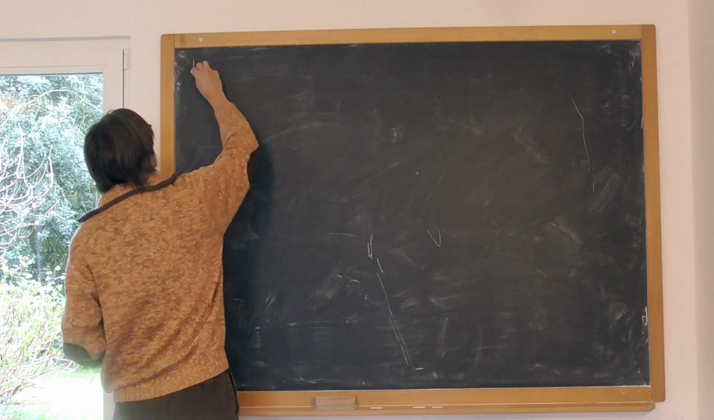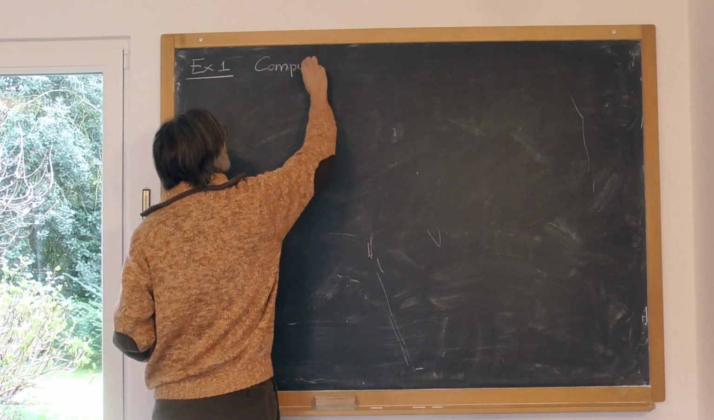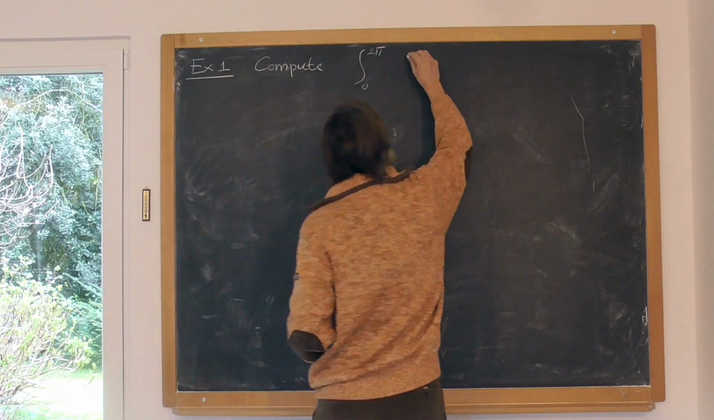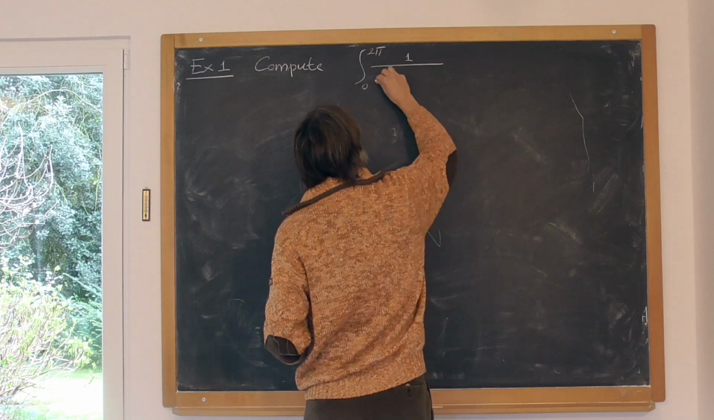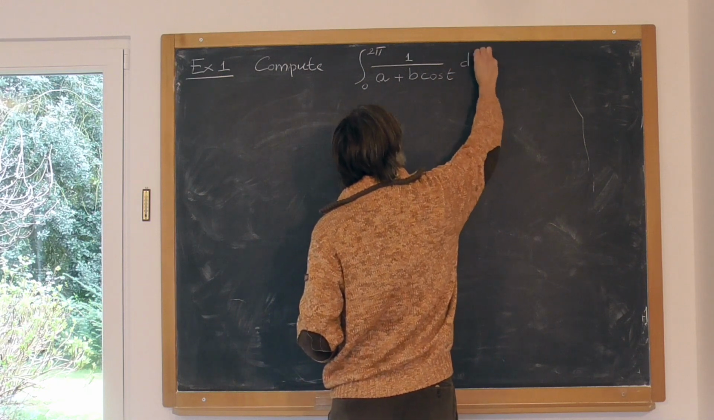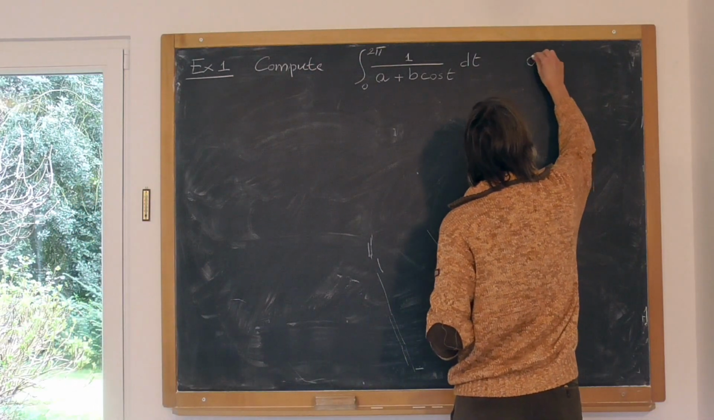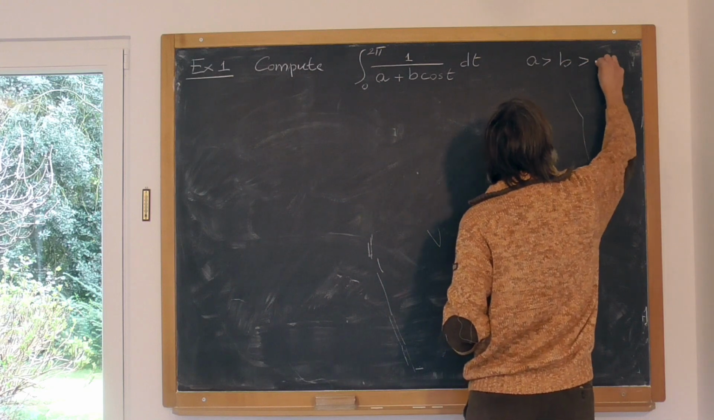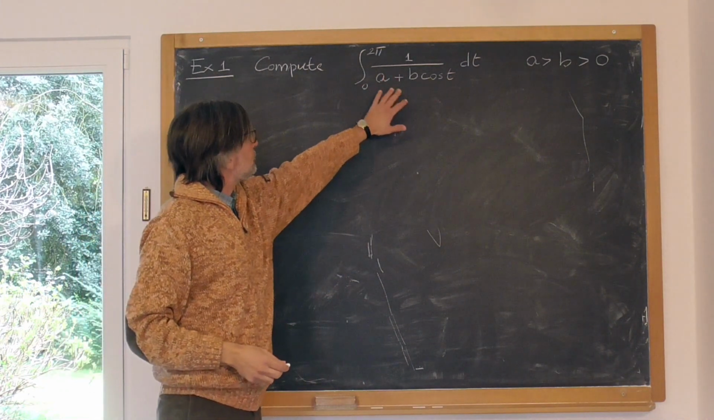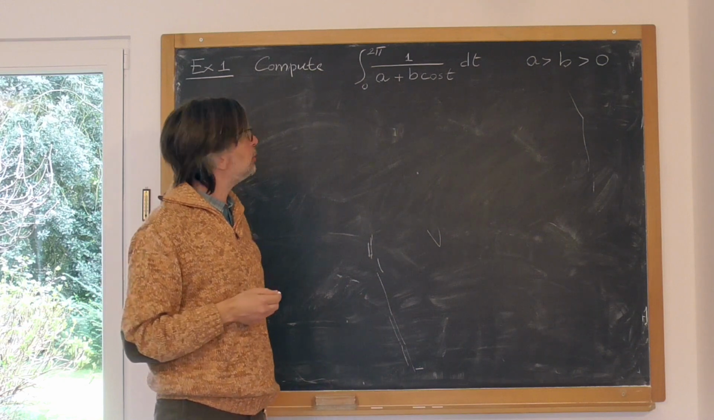So our example 1 would be: compute the integral from 0 to 2 pi of the function 1 over a plus b cosine t, dt, where a and b are positive numbers, more precisely a is bigger than b, which is bigger than 0. So we have this real valued function on this interval 0 to 2 pi of the real line, and we would like to compute its integral.